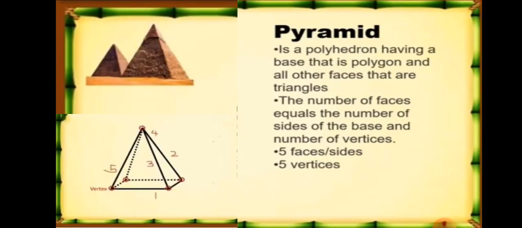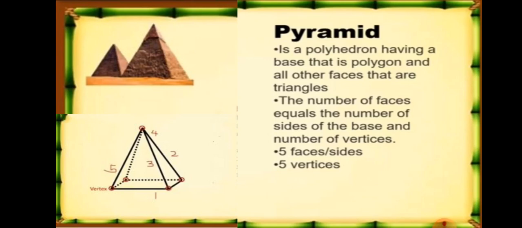The last one is the pyramid. A pyramid is a polyhedron having a base that is a polygon and all other faces that are triangles. The number of faces equals the number of sides of the base and the number of vertices. So the pyramid has five faces and five vertices. A pyramid is formed by connecting a polygonal base and a point called the apex.